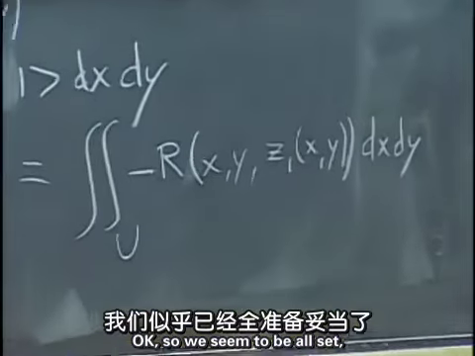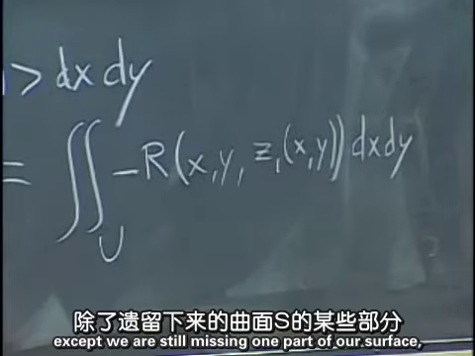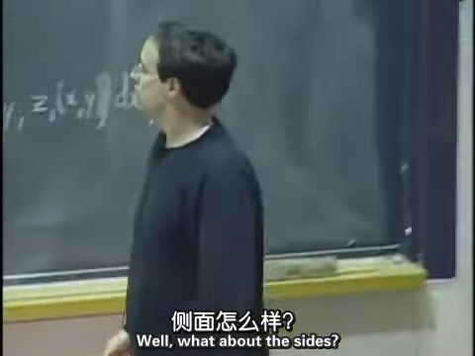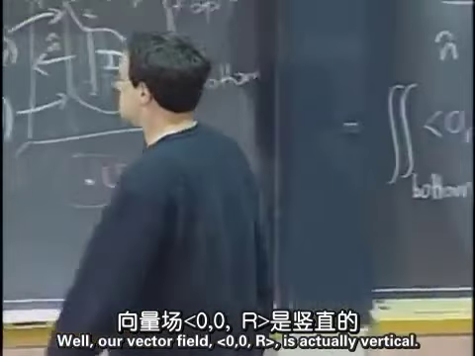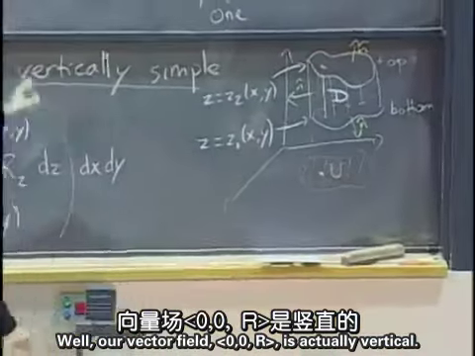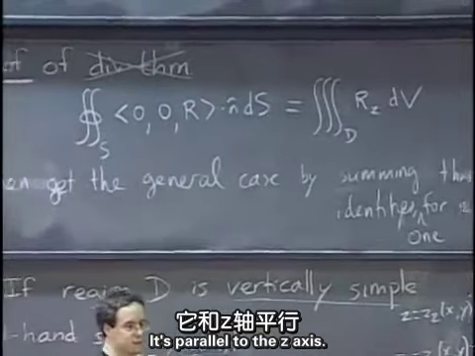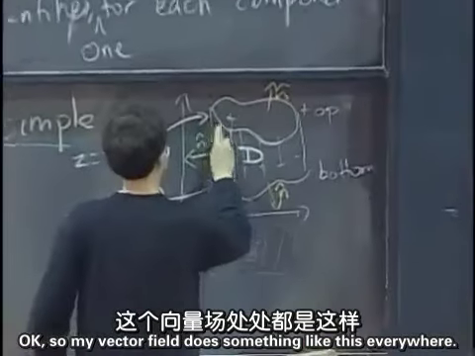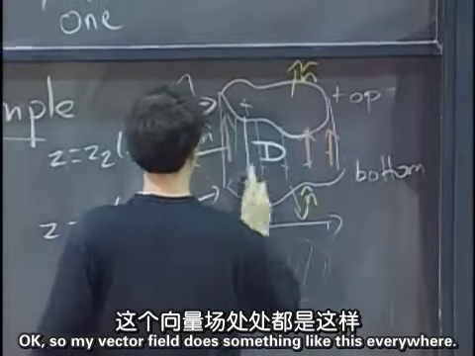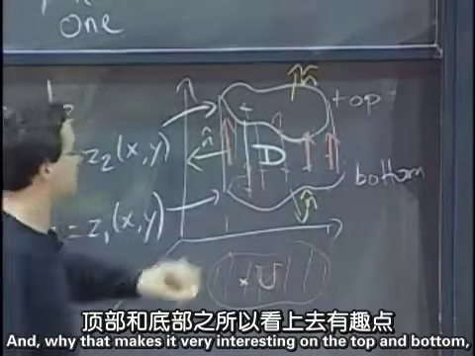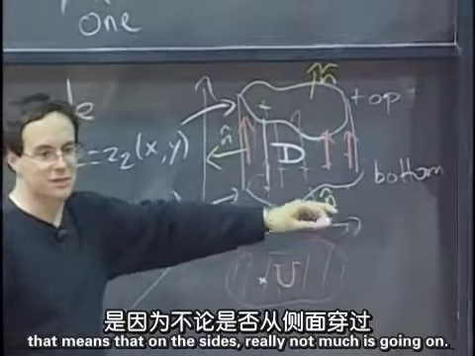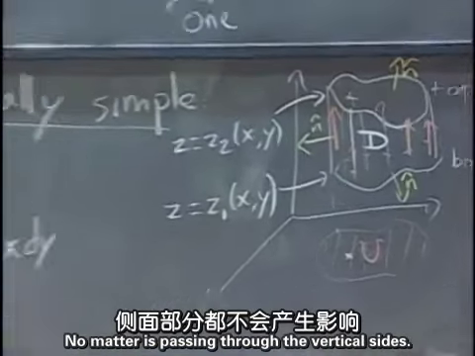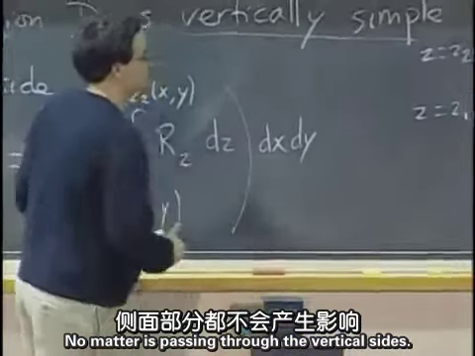Okay, so we seem to be all set, except we're still missing one part of our surface S, because we also need to look at the sides. Well, what about the sides? Well, our vector field, (0, 0, r), is actually vertical. It's parallel to the z-axis. So my vector field does something like this everywhere. And while that makes it very interesting on the top and bottom, that means that on the sides, really not much is going on. No matter is passing through the vertical sides.